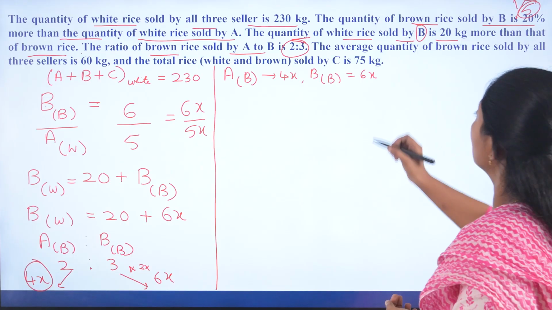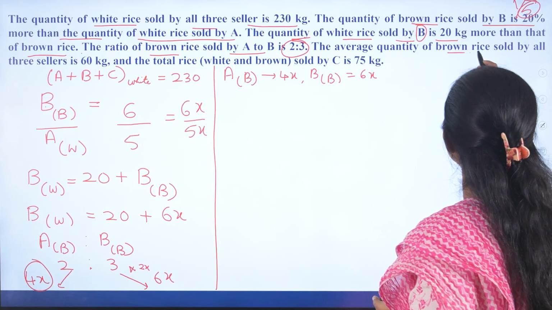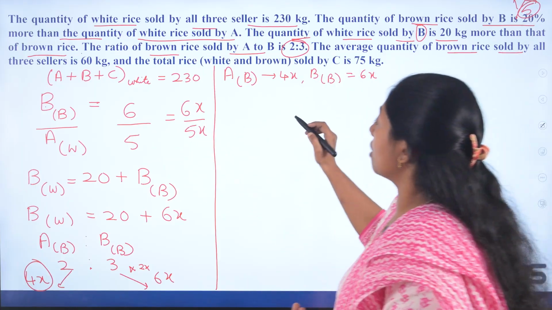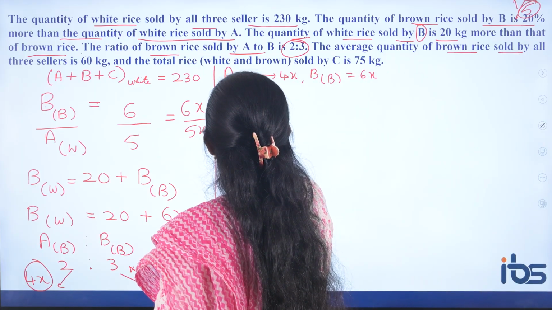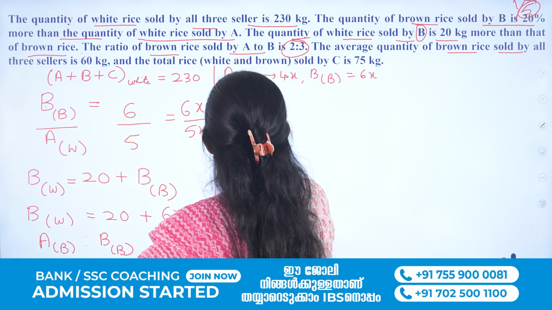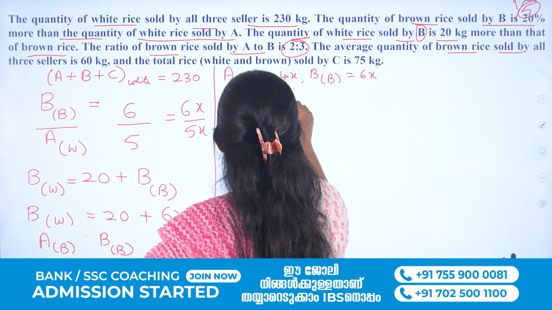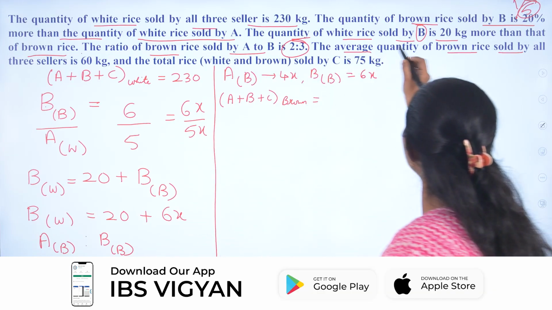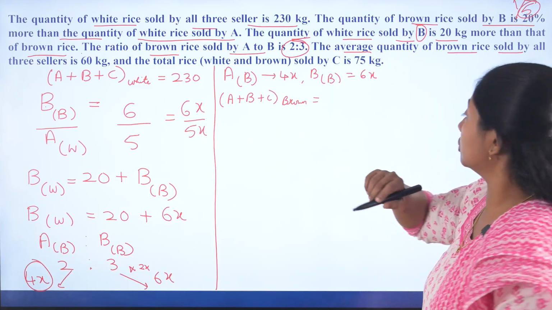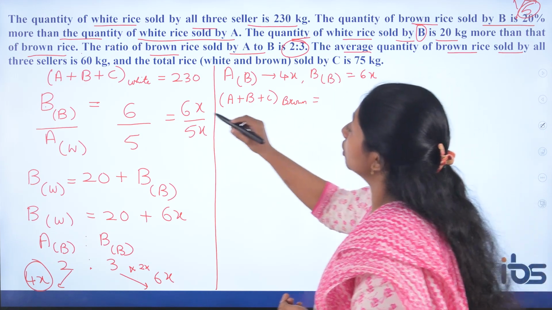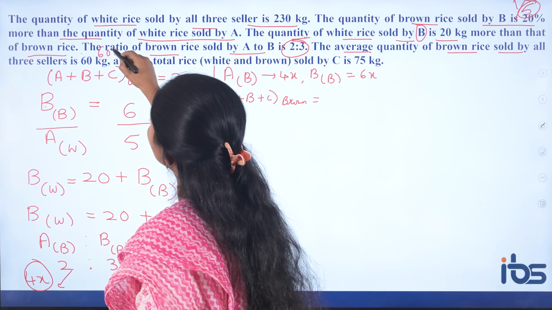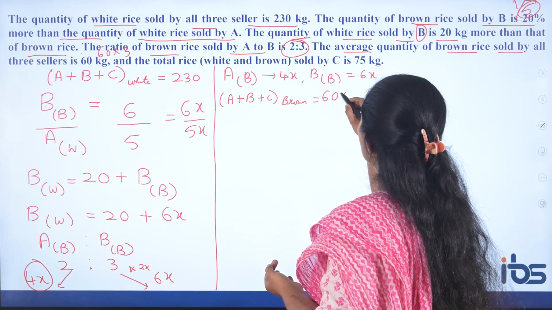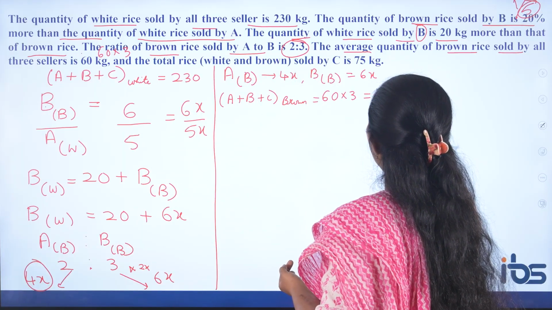So from this, next, the average quantity of brown rice sold by all the 3 sellers. So total brown rice sold by all the 3 sellers, A plus B plus C. Brown rice is nothing but how much? Average is given as 60. So what is total? 60 into 3, that is 180, because average is nothing but equal distribution.